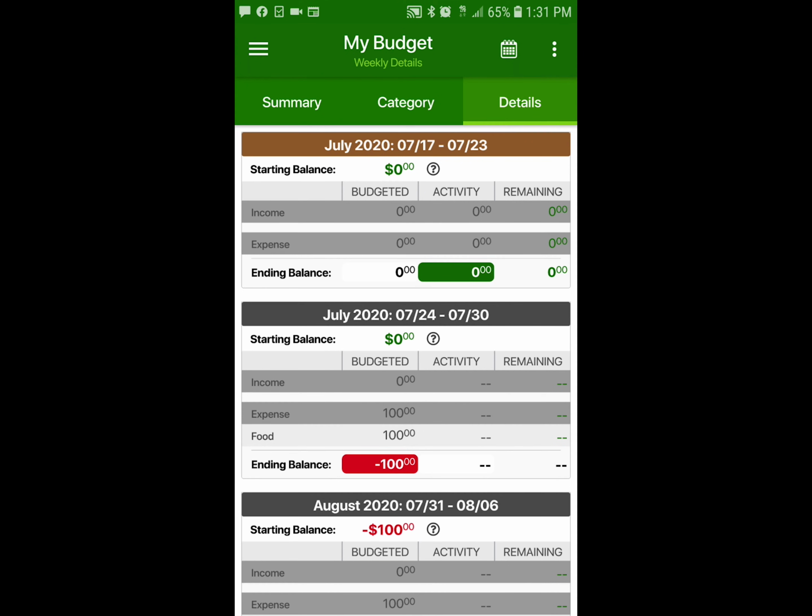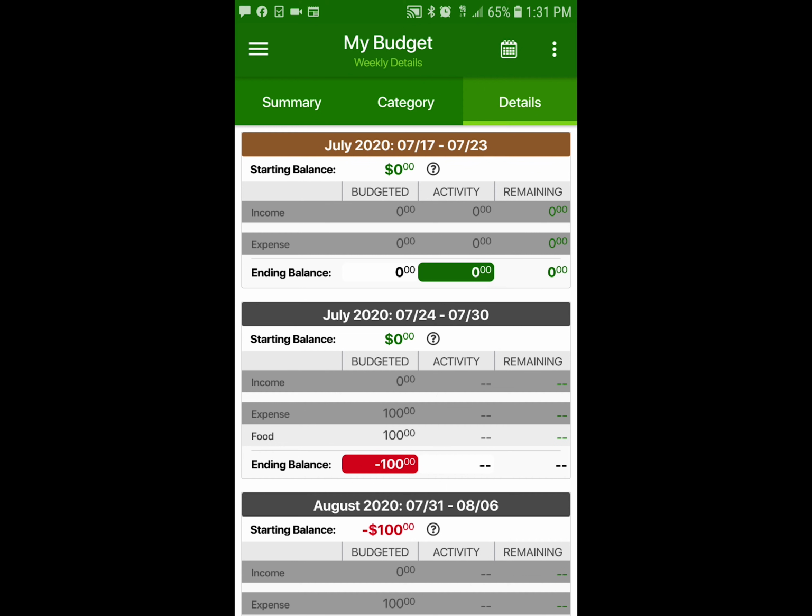If you look down in the budget here, you see on the first line it has July 2020 and then July 17th to the 23rd. That's one week. If you look on the calendar, you'll notice that it starts on a Friday and ends on a Thursday. All budget terms, weekly, monthly, or yearly, start on a Friday and end on a Thursday. Most people get paid on Friday, and that's why it starts on a Friday.